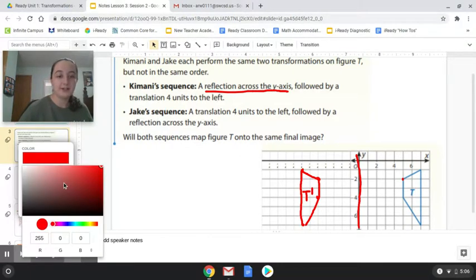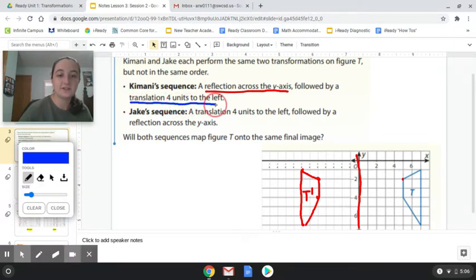The next part is that she translated 4 units to the left. So we're going to take our T prime and translate it 4 to the left. So we go 1, 2, 3, 4 from this point, 1, 2, 3, 4 for this point, 1, 2, 3, 4 for this point, and 1, 2, 3, 4 for this point. Then we connect our dots like so.